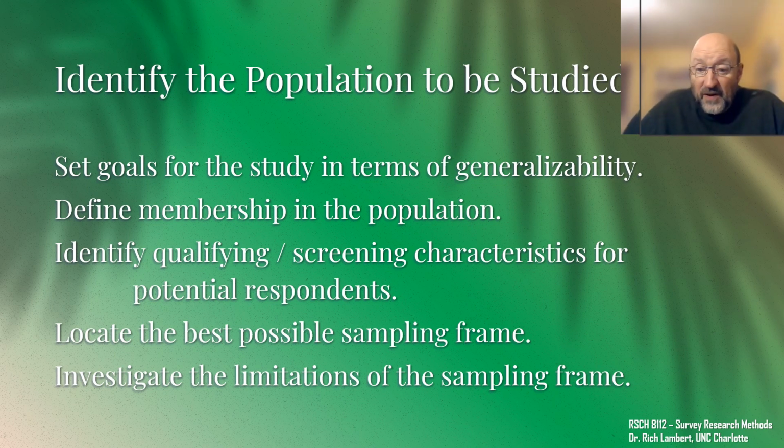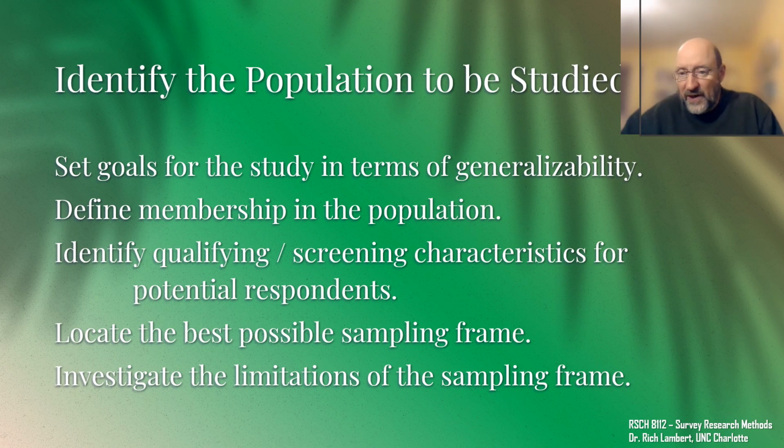You would get the best available sampling frame from that school system, meaning, say, all the email addresses of current classroom teachers. But you might want to investigate a little bit about how accurate, how up-to-date, how limited is that sampling frame. Sampling frame, again, being the best possible list of all the members of the population.